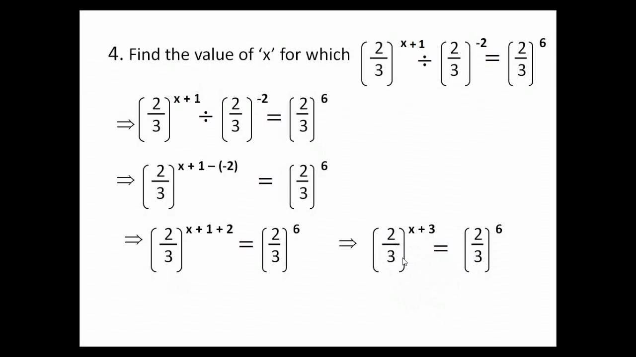So remember the last law which we talked about: when the bases are the same on two sides of the equal sign, their powers are also the same. So here we can say x+3 is equal to 6. Now if we transpose positive 3 to this side, it will become x is equal to 6 minus 3, which will give you x is equal to 3. So the value of x is 3. So I hope this is clear.